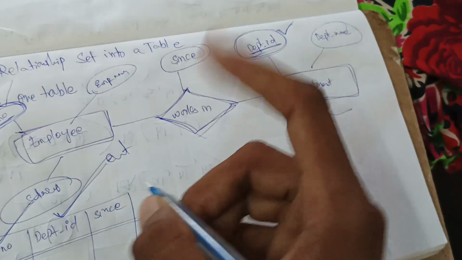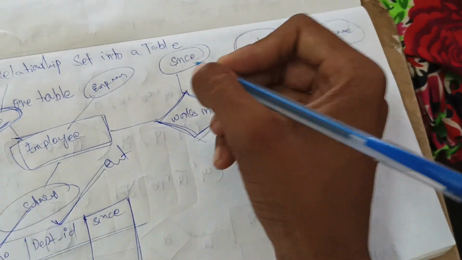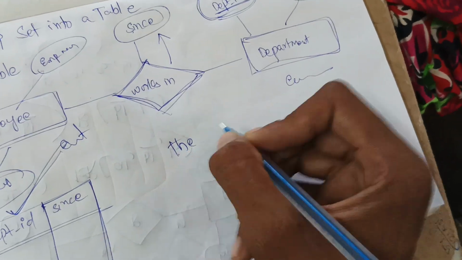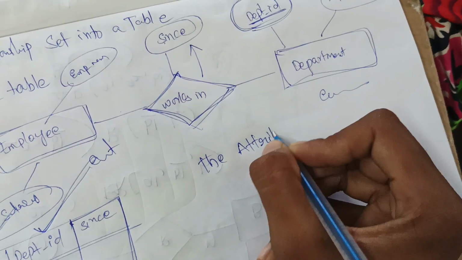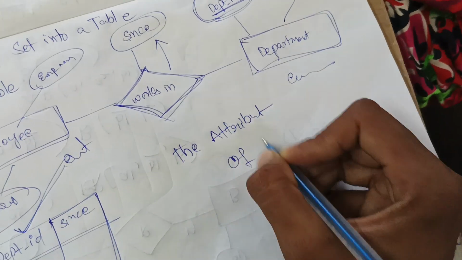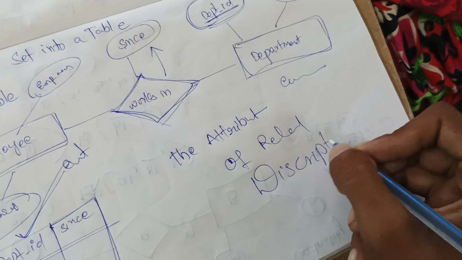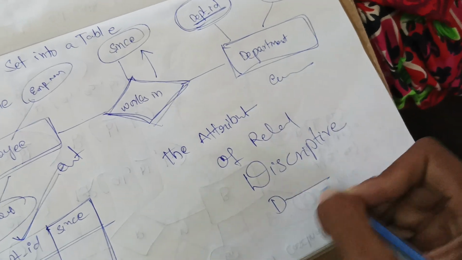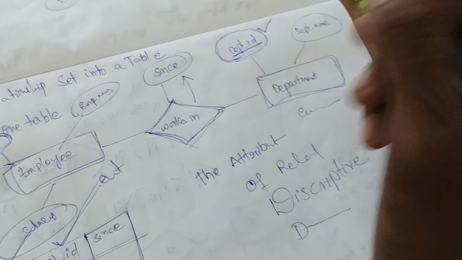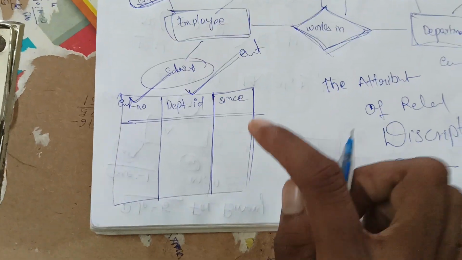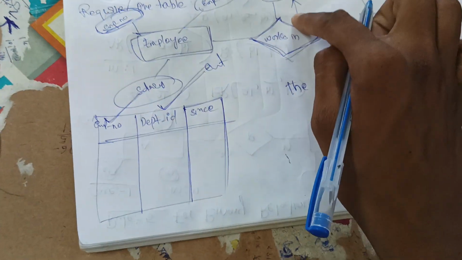Next we take one more column: the attribute of the relationship set. The attribute of a relationship set is called a descriptive attribute. This is a very, very important objective question. So we must compulsorily take the descriptive attribute in the required table. So this is the required table for this ER diagram.